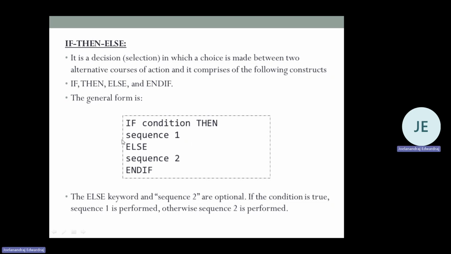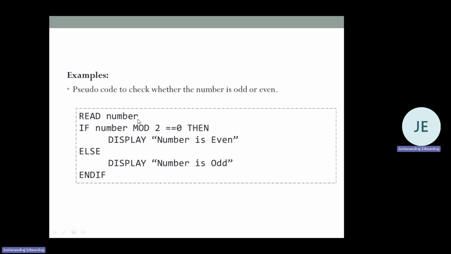If it turns true, then what do you have to do? You have to print it is even. Otherwise, you have to print it is odd, right? That's the pseudocode for displaying odd or even. So you can just apply it anyway. So read number, if num mod 2 double equal to 0, then display number is even. Else, display number is odd.